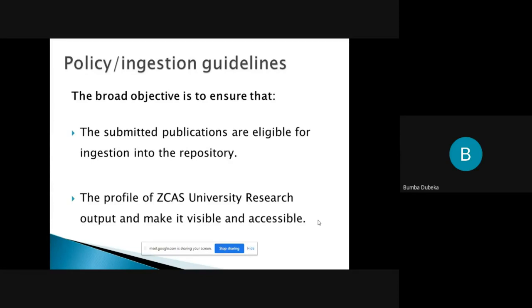What do I mean by making sure that publications are eligible for ingestion into the repository? There are factors that you need to consider, such as whether this is an original work of someone, and whether you are not violating any policy agreements or embargoes. So there's need to make sure that whatever you are going to put out there for everyone to see is eligible and does not put the institution in disrepute.